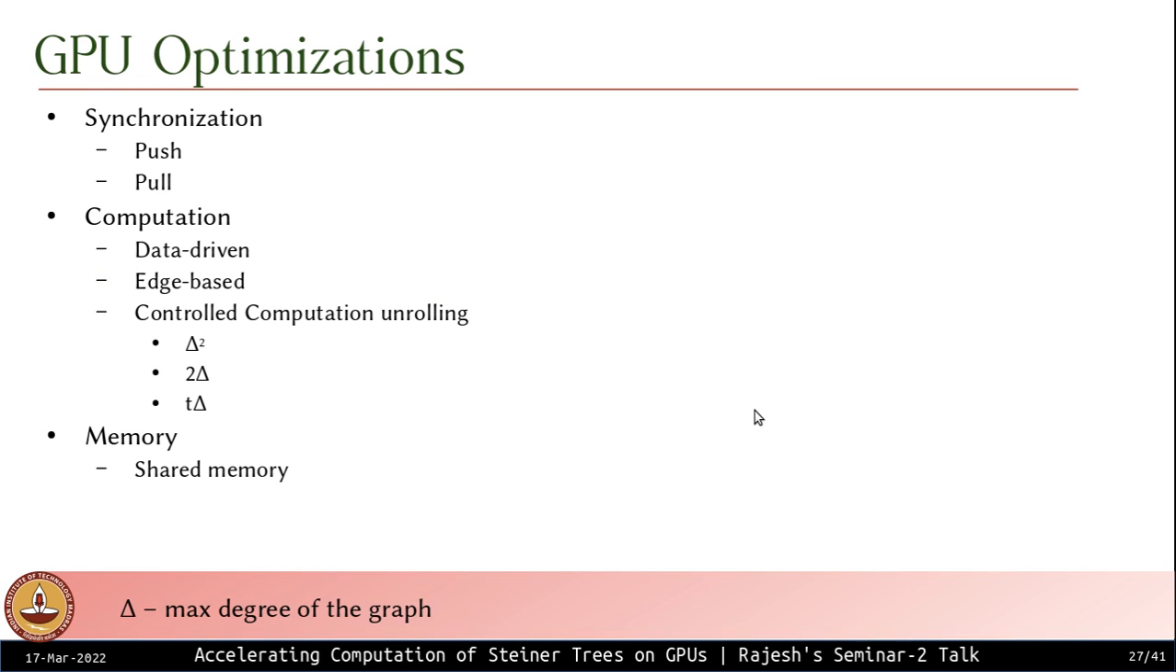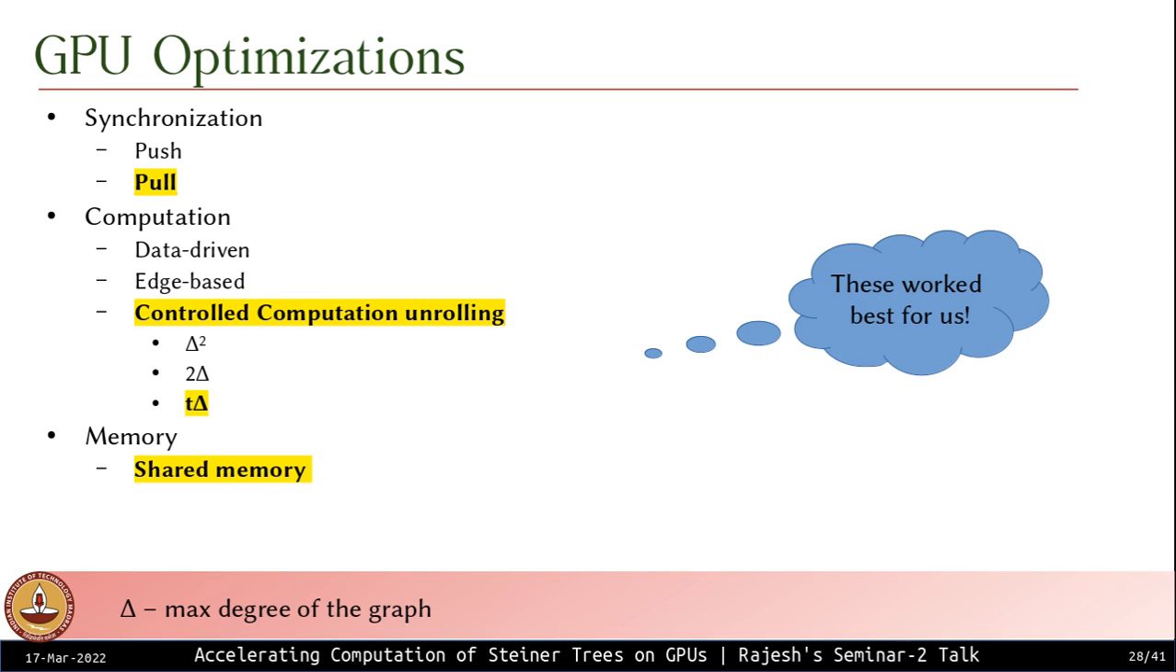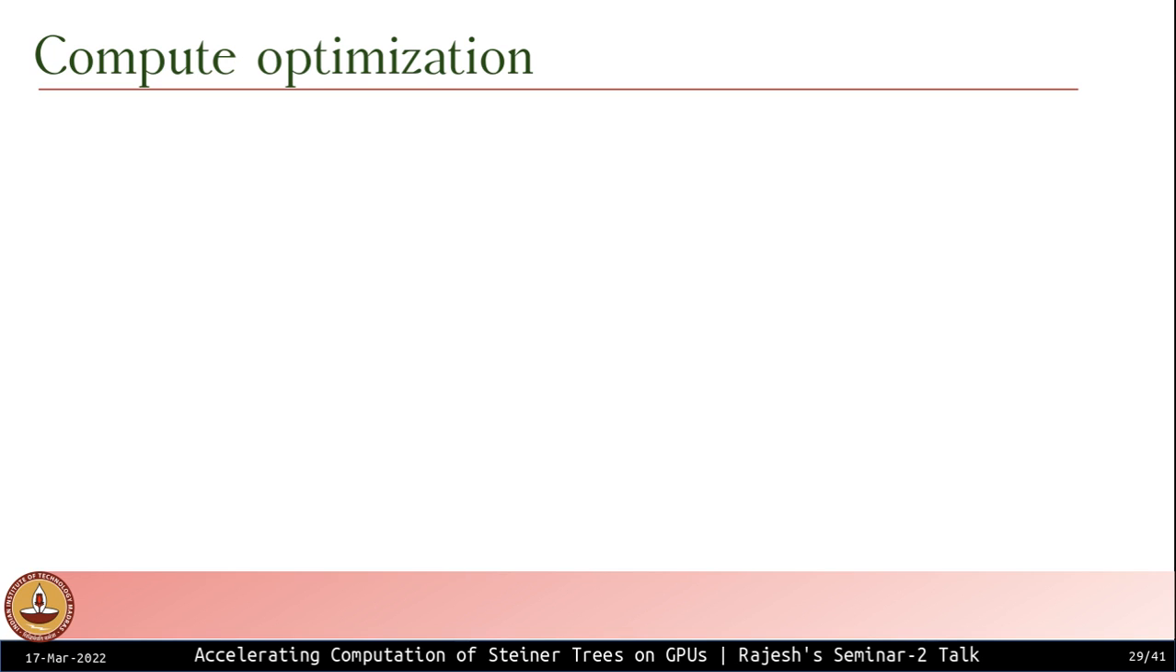These are the optimizations that we tried out, and these optimizations are for SSSP, the single source shortest path algorithm. The ones that are highlighted are what worked best, and when all these highlighted ones are combined, we are able to get better performance for the single source shortest path algorithm. Since we discussed pull and push already, we'll start with the compute optimization.